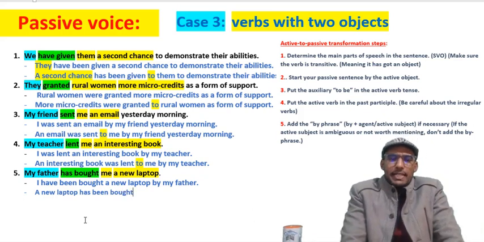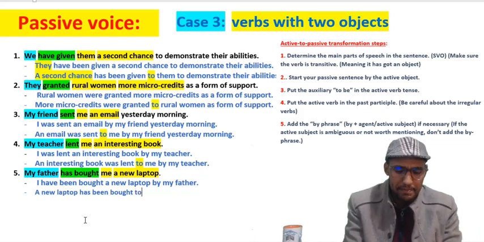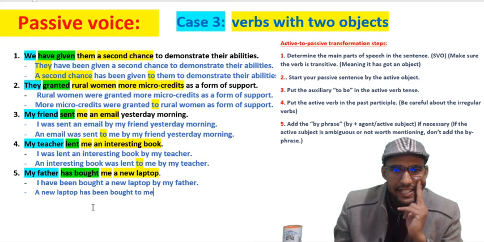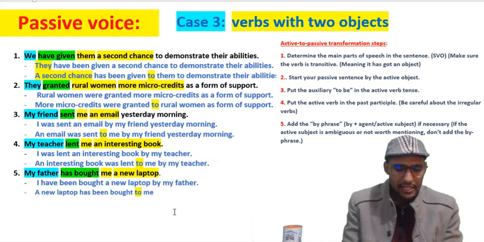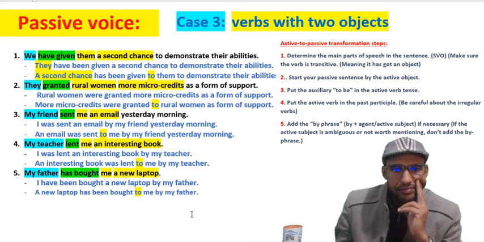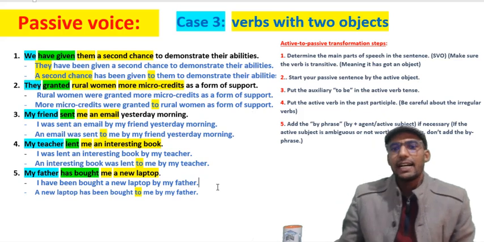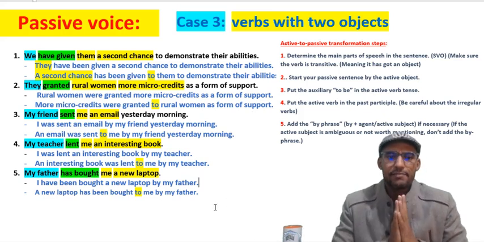A new laptop has been bought, and then we need to add to, right? To me. Okay, here we go, right? Has been bought to me. And then we add the by phrase, by my father. Okay, guys, so this is it, right? A new laptop has been bought to me by my father, right?